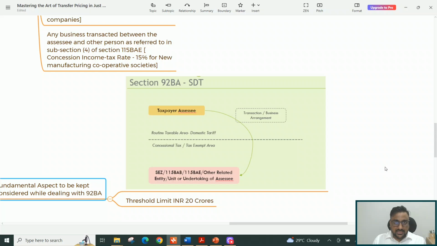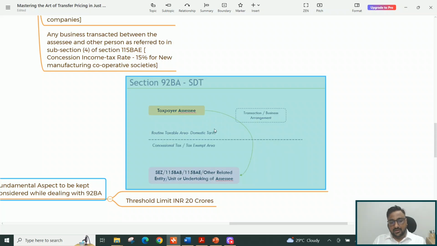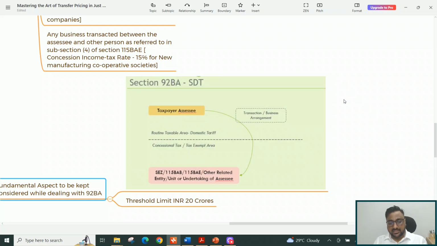So this is what the example is, right, where a taxpayer is there in the domestic area, it has its own unit in the domestic area, and it has another unit in the SEZ area, or if not in an SEZ, then another manufacturing entity of that taxpayer who is availing concessional tax rates under 115BAB or BAE, correct. So in case there is a transaction between these two parties, then they are covered under the ambit of 92BA. That is what the coverage of 92BA is all about.